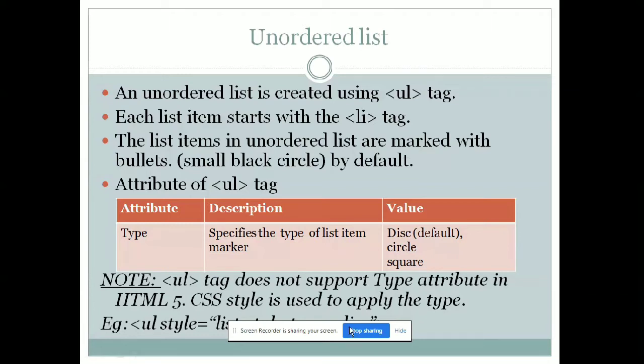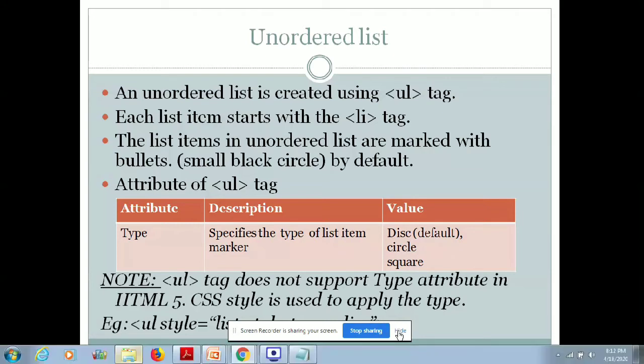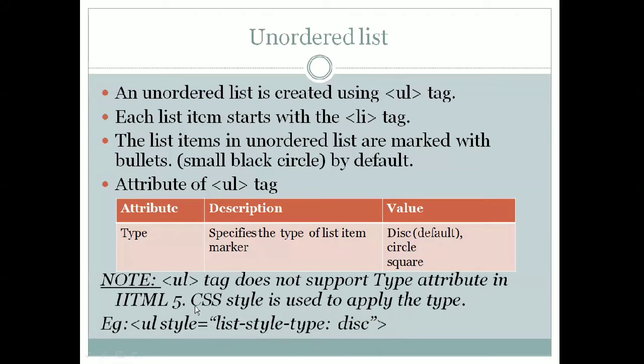Now there is one important thing that we have to remember over here: the UL tag in HTML5 does not support the type attribute. So your type attribute is not supported in HTML5 when you are using an unordered list. In that case, you have to use CSS style.